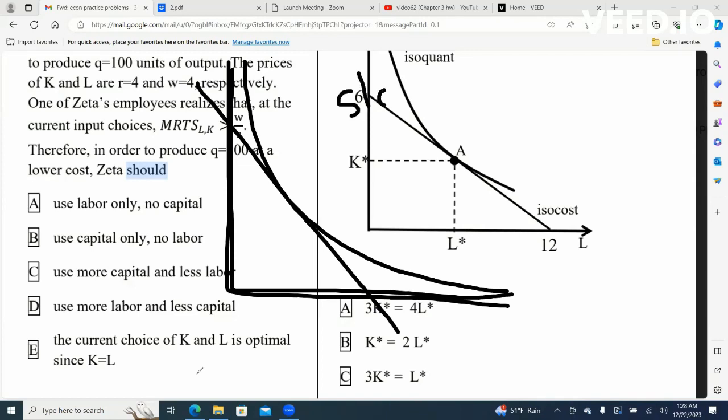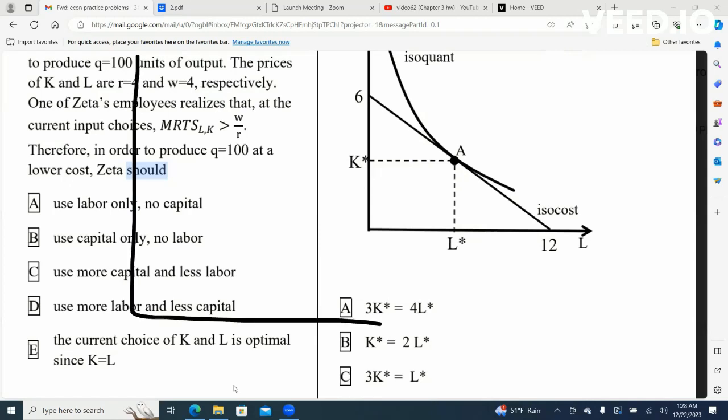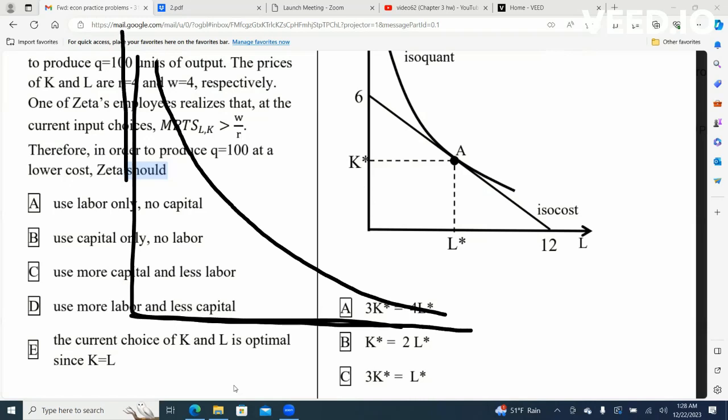So remember, slope is going to equal negative W over R. That's the slope of the isocost. So remember the MRTS of L comma K equals positive W over R. It is, of course, the slope, but positive, because the slopes are always negative, but we take the positive. I'm trying to exaggerate it there, that way we can see.